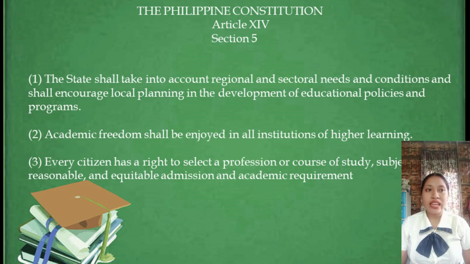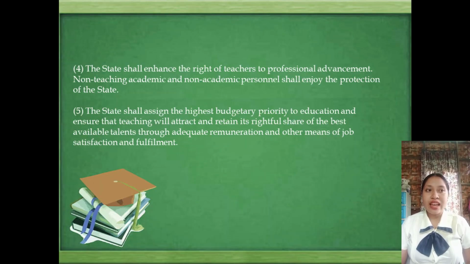The next one is: the State shall enhance the right of teachers to professional advancement. Non-teaching academic and non-academic personnel shall enjoy the protection of the State. It means that the State has the responsibility to protect teachers and shall support their right to professional development by giving them the opportunity to attend trainings, conferences, and even to pursue advanced studies.